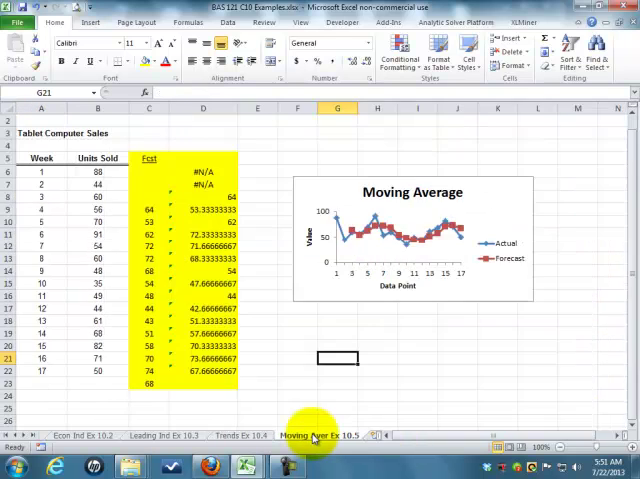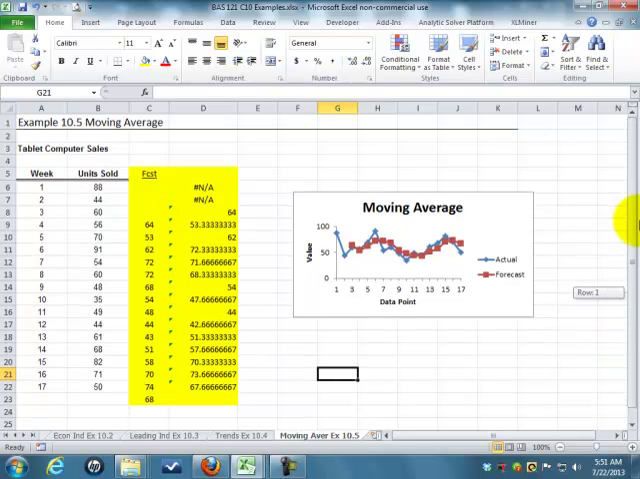Now, example 10.5 speaks to a specific one, how we can take some of this trend data out. You often see this with stock market predictions. It's called a moving average, to smooth all these wild volatilities. What this chart does is it shows you the actual and the forecast. So we went to tablet computer sales, and they gave us the weeks and the units sold.